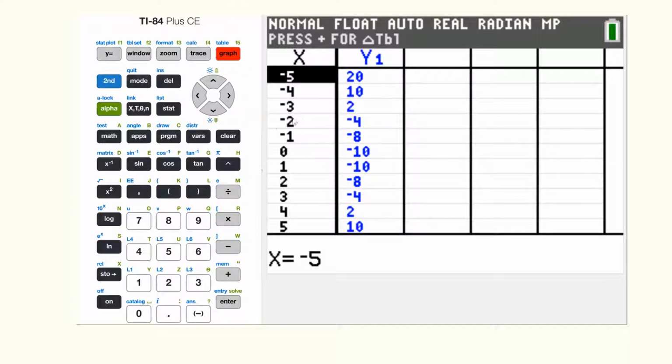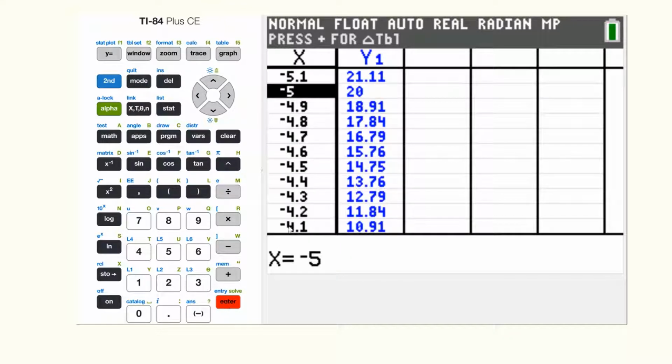Now, if I want to get a little bit more fine-tuned on this, one of the things I can do is change my table setting. Rather than 1, because you can see it's changing by 1 every time, I could change that to a tenth. It says press plus for a change in the table. So I'm going to press 1, hit plus, and change this to 1/10, and hit enter. You can see that changes my table.